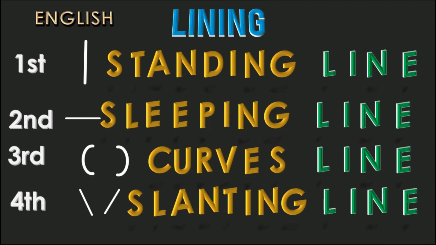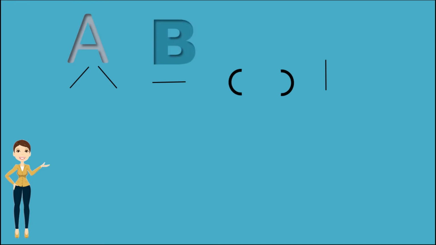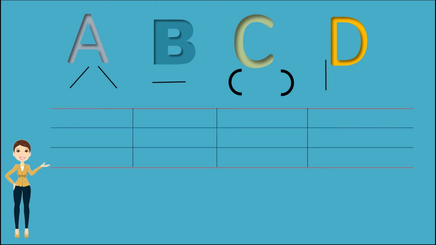As an example, to draw letters using these lines, I am taking the letters A, B, C and D. For this, I request the parents and guardians to provide a 4-line copy to their kids, and mark the dots on the copy, as shown on the screen. Follow the red dot to draw the letters.